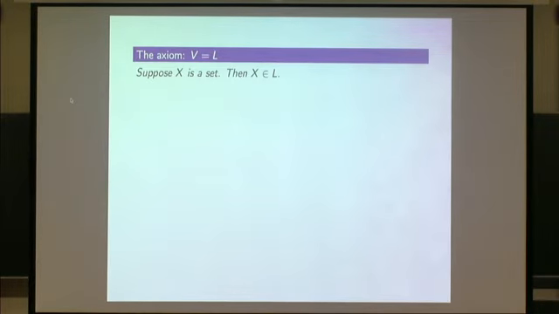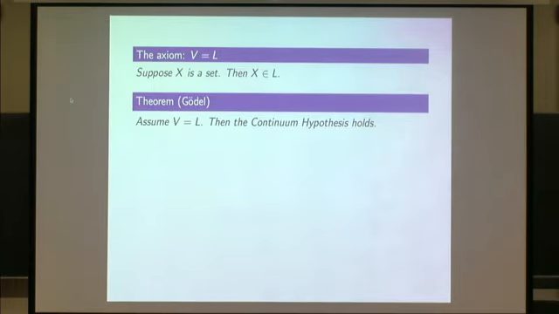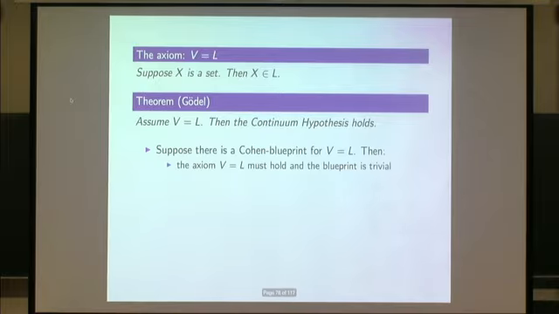So the axiom V equals L says you generate all sets by the transfinite iteration of the definable power set. And then Gödel proved, assume V equals L, then the continuum hypothesis holds. That's how he showed that the continuum hypothesis couldn't be refuted.